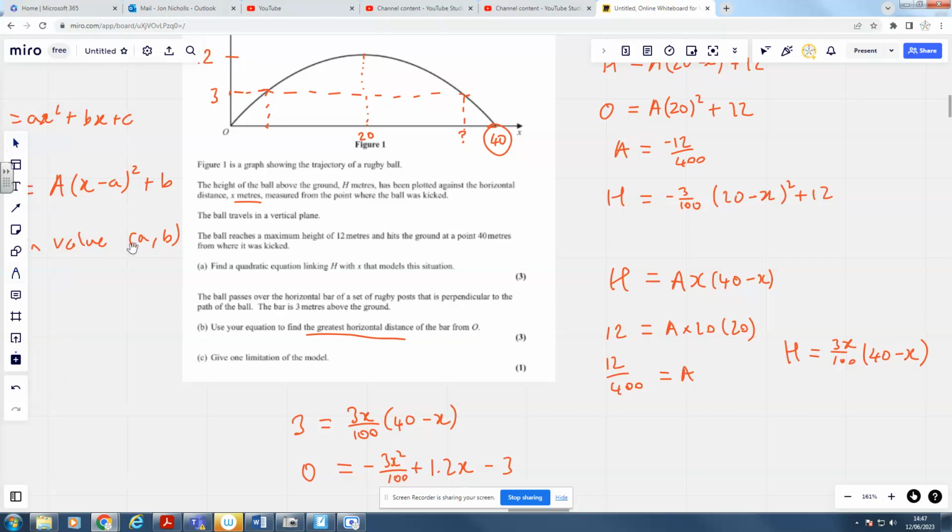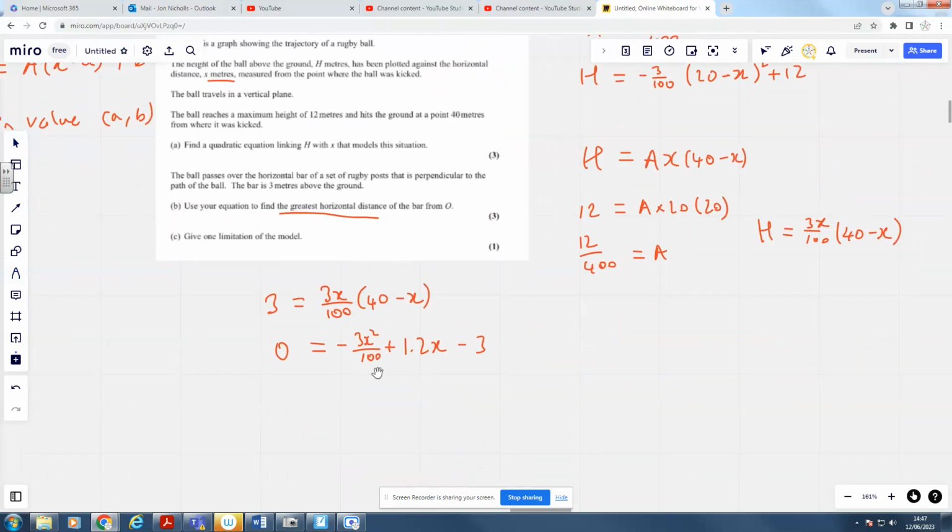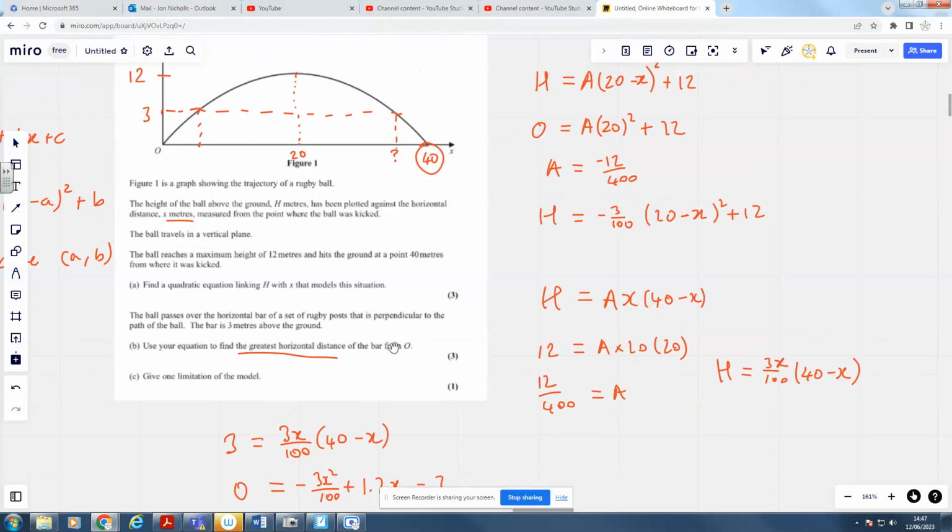But if you just plug that into a calculator, the biggest answer should be the one they're looking for, because the biggest answer will be there. The smallest answer will be here.